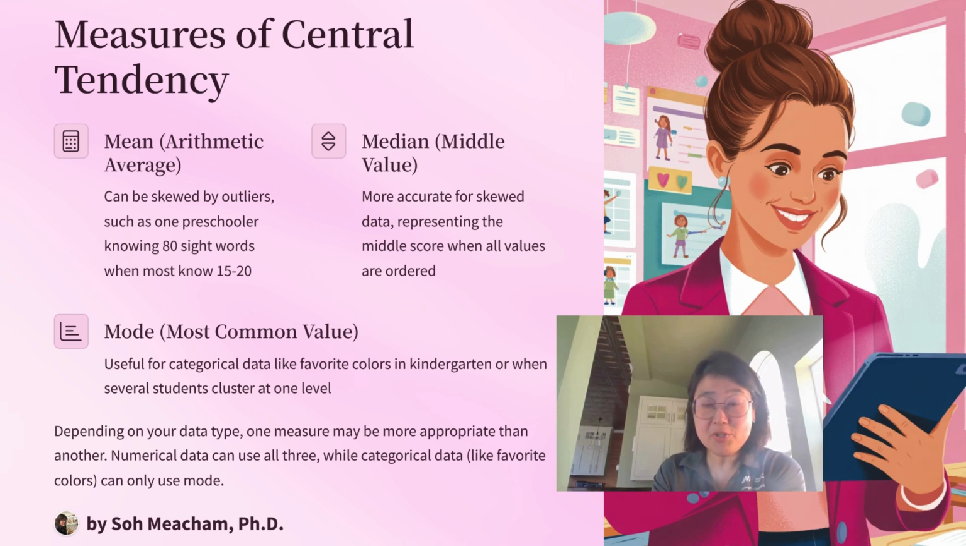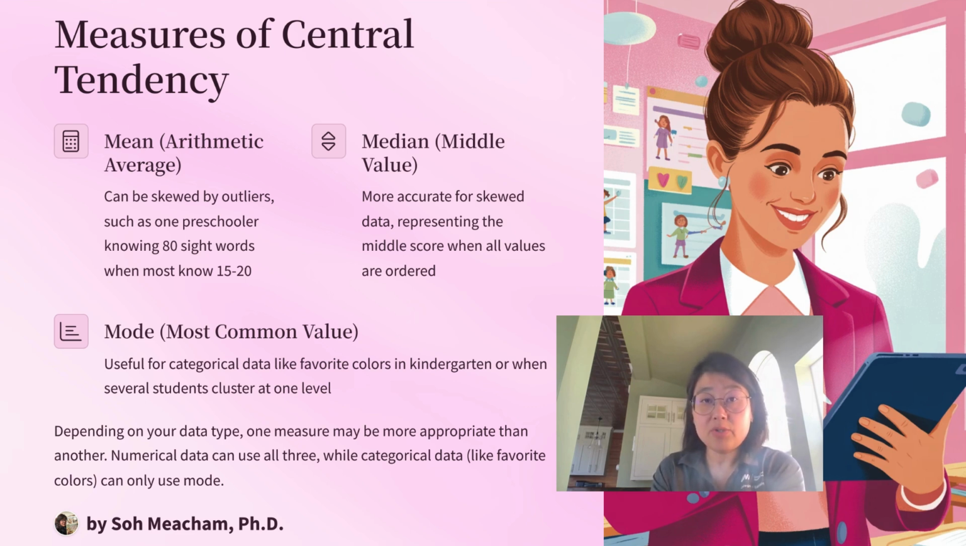Let's begin with measures of central tendency. These are ways to identify what is typical or average in a dataset. The three main measures we often use are the mean, the median, and the mode. Imagine you're looking at the number of sight words known by preschoolers at the start of the school year. In a class of 10 children, perhaps most children know around 15 to 20 sight words. But there's one child who knows over 80.